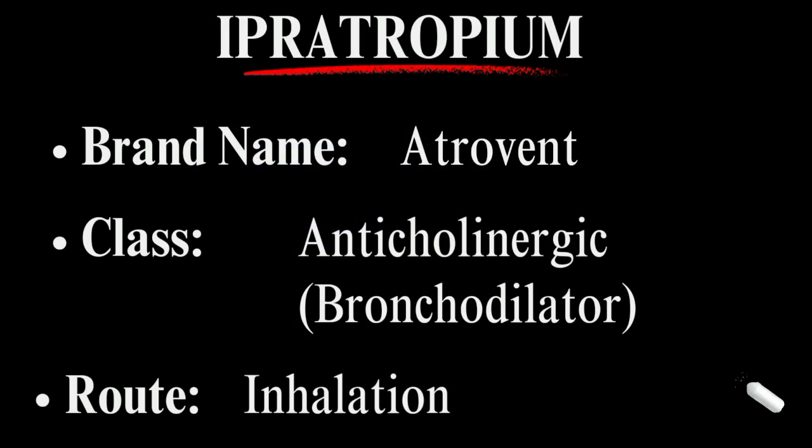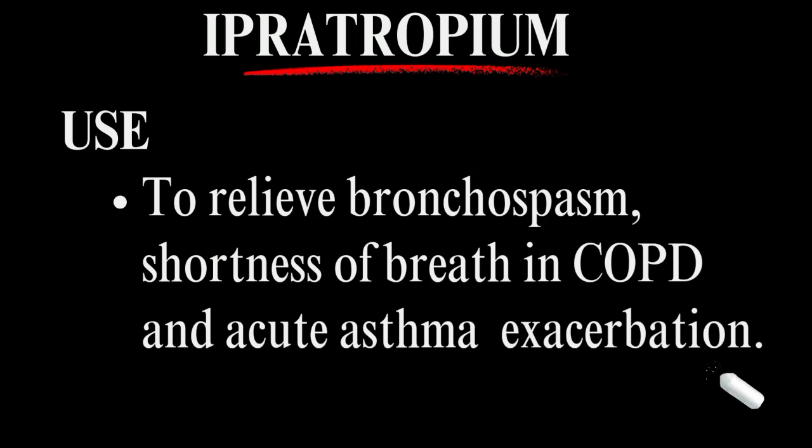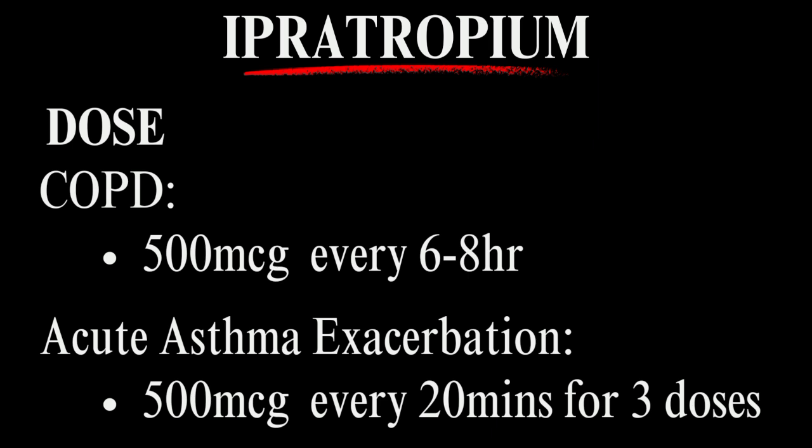Ipratropium bromide. It's sold under the brand name Atrovent. It's a bronchodilator, a short-acting anticholinergic. The route of administration is inhalation. It's used to relieve bronchospasms and also shortness of breath in people with COPD, and also for the management of acute asthma exacerbation. The dose for chronic obstructive pulmonary disease is 500 micrograms every 6 to 8 hours. And for acute asthma exacerbation, we usually give 500 mcg every 20 minutes for 3 doses.